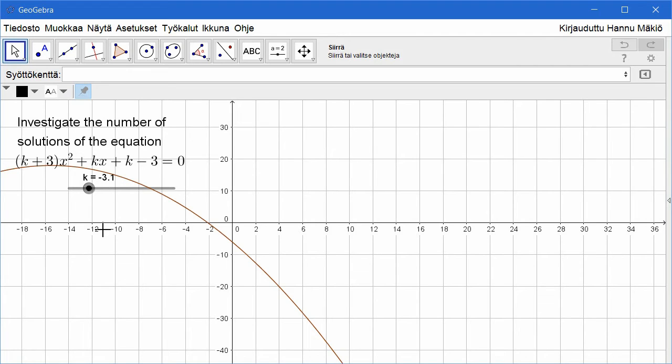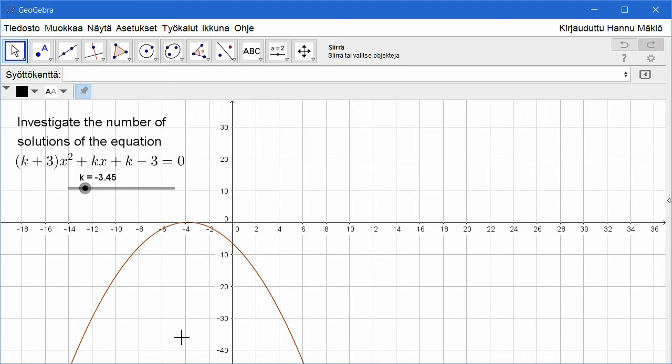When k is less than -3, the parabola opens down, and there will be two solutions until here, it looks like it has one solution at -3.45, and if k is less than that, no solutions. But with the slider, I cannot be sure what the answer is.